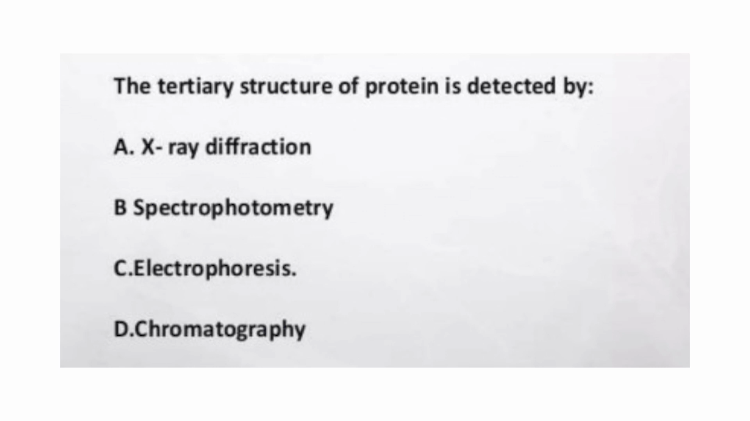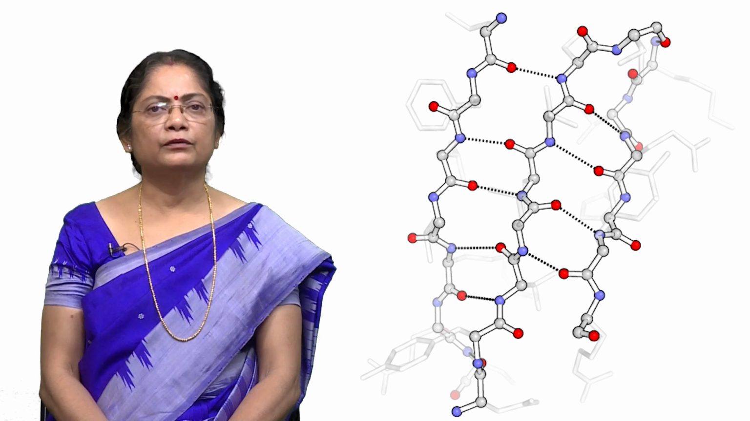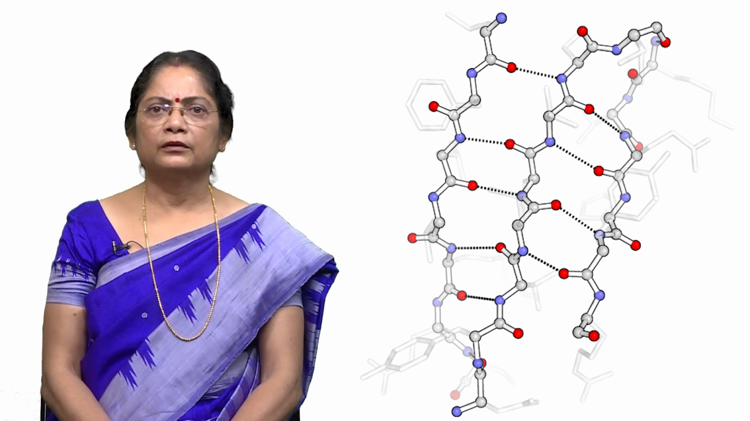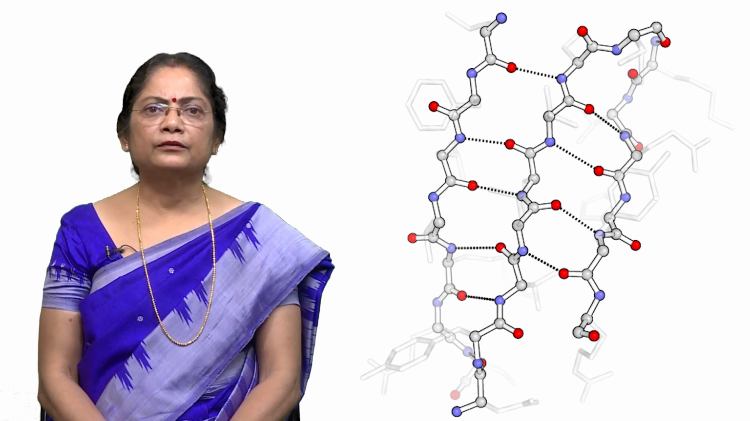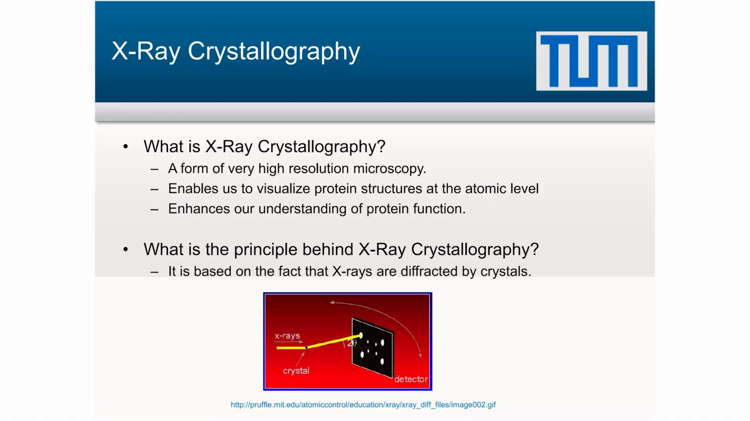What is X-ray? The tertiary structure of protein can be detected by X-ray diffraction, spectrophotometry, electrophoresis and chromatography. So, these are the techniques by which the tertiary structure of protein can be detected. Now, about X-ray, what is X-ray crystallography? X-ray crystallography is in turn a very high resolution molecular microscopy.